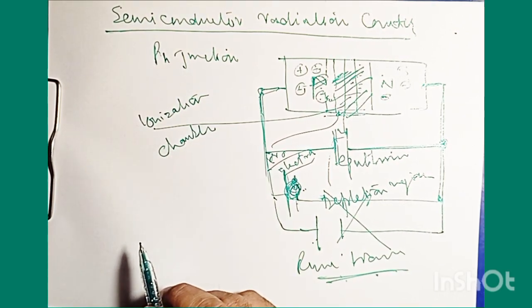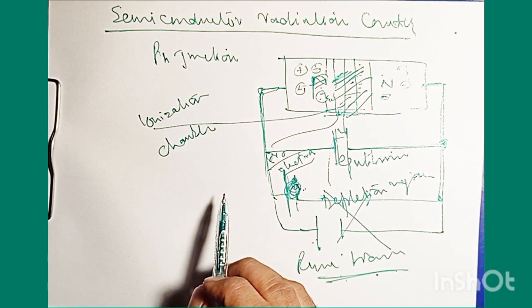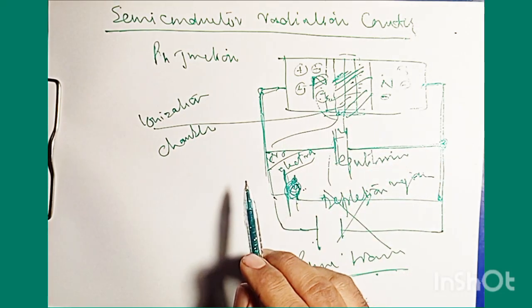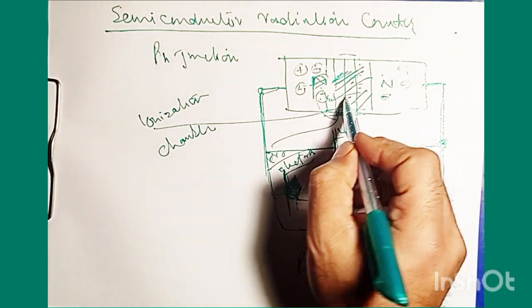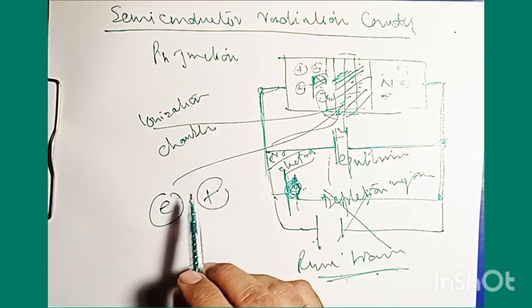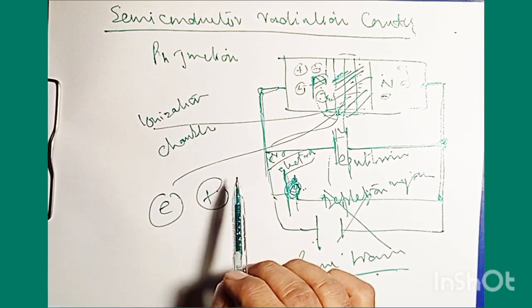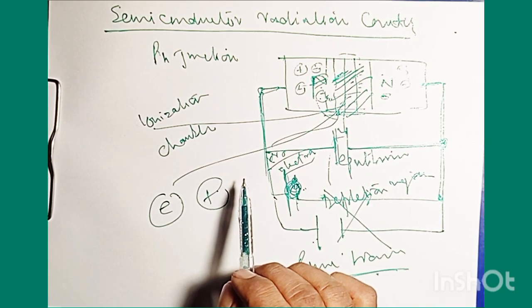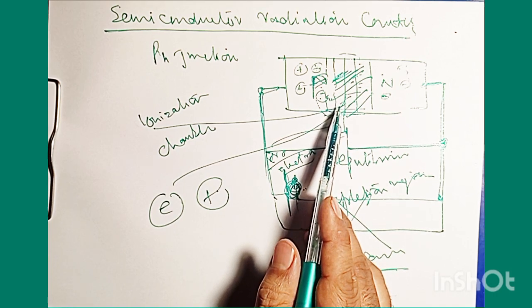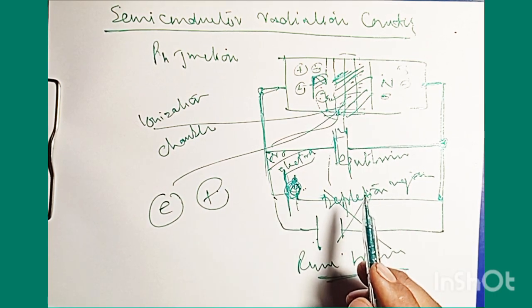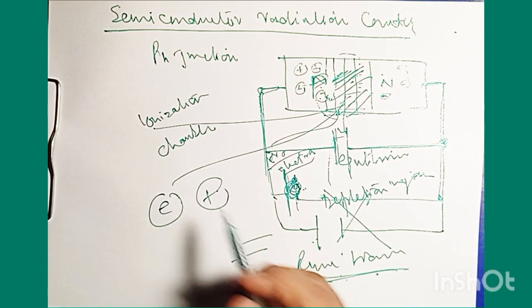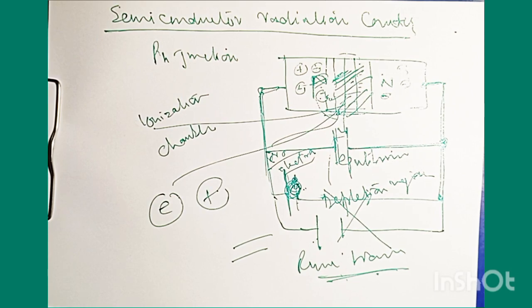It behaves like an ionization chamber. When an ionizing radiation or a charged particle passes through this depletion layer, there is production of electron and hole pairs. These new electrons and holes are attracted towards the ends of the crystal, where they produce a measurable voltage. And this is how we are able to detect the radiation using semiconductor radiation counters.